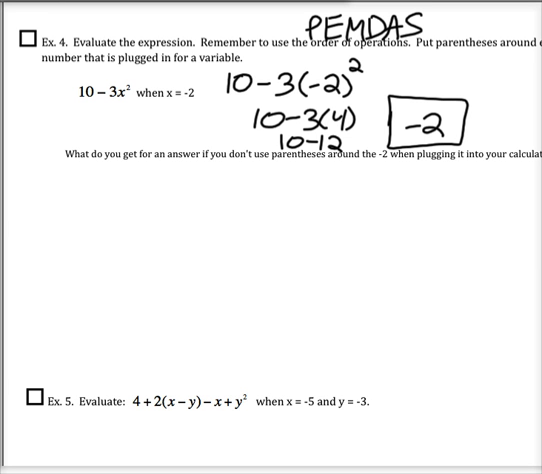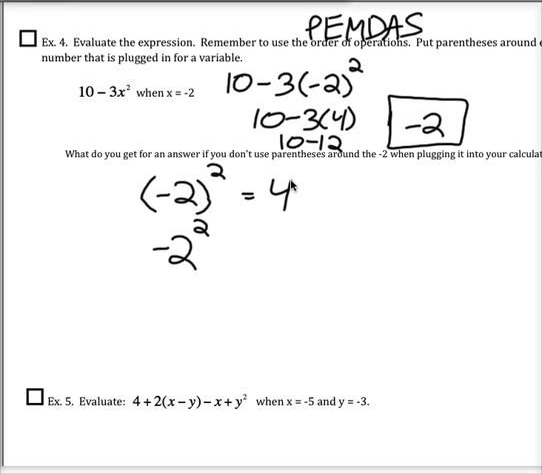Now, I want you to experiment here. What if we didn't use the parentheses? What it's really getting at is, to a calculator, the difference between this and this. To a calculator, those are two very different things. The first one, squaring negative 2, means negative 2 times negative 2. That gives us the 4 that we would be looking for.